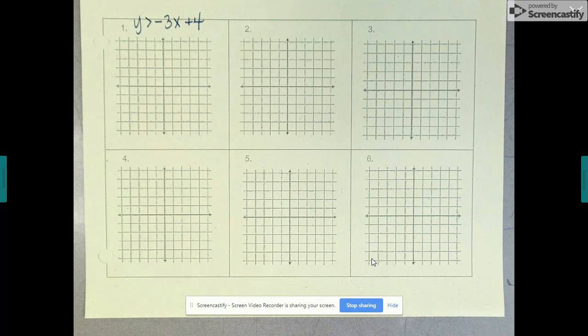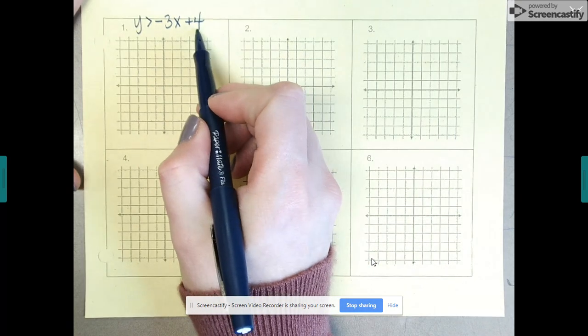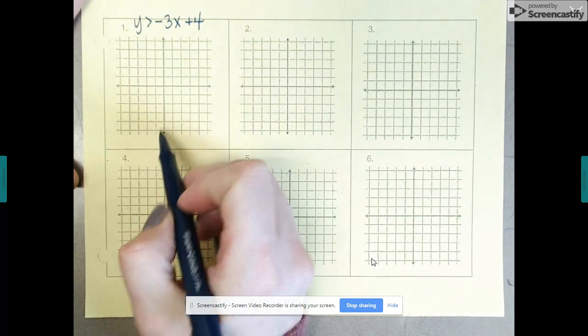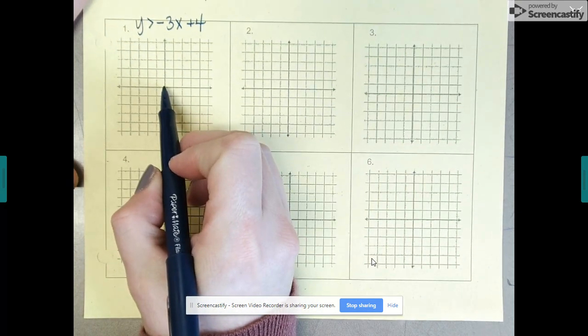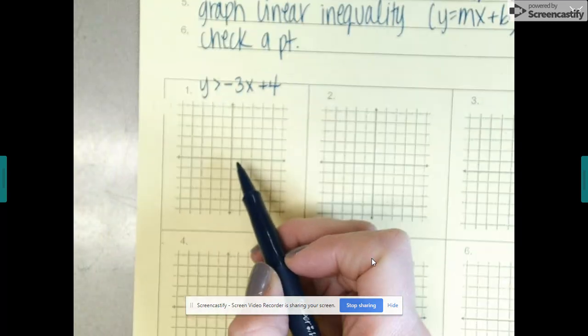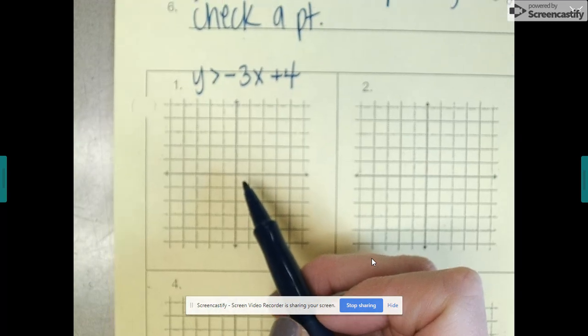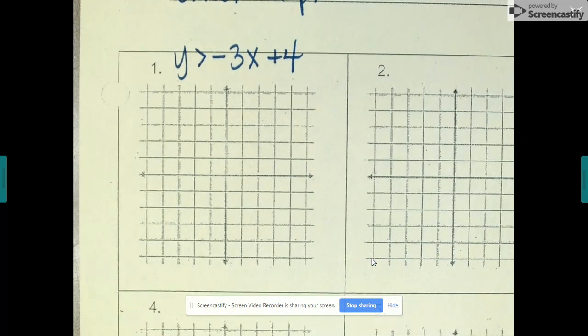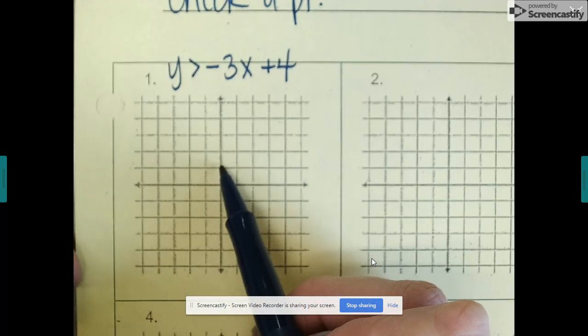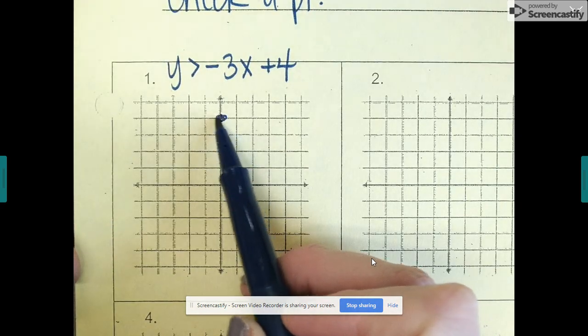So we would start at b, which is a positive 4. So here's my y-axis. I'm going to start at the origin. Let me zoom this in for you guys. Okay, so we're going to graph it. We're going to start at a positive 4. So 1, 2, 3, and 4.